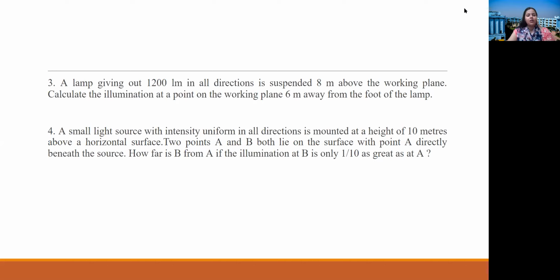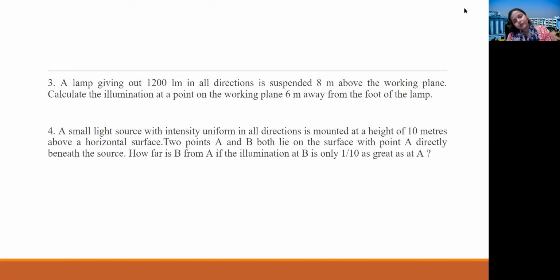Okay. Next problem. A small light source with intensity uniform in all directions is mounted at a height of 10 meter above a horizontal surface. Two points A and B both lie on the surface with point A directly beneath the source. How far is B from A if the illumination at B is only 1 by 10 as great as at A?